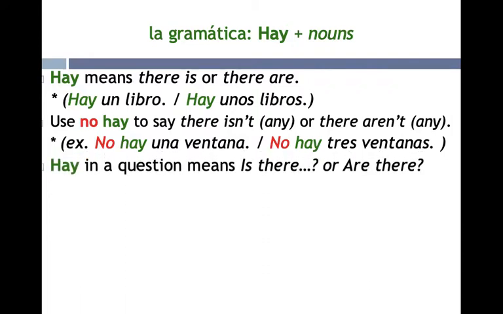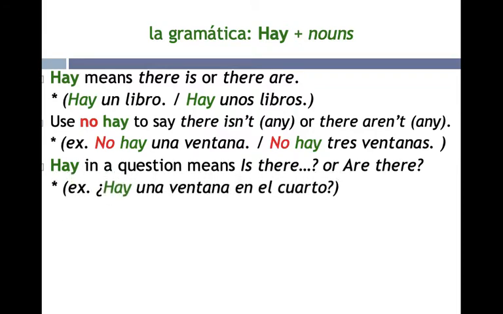Hay in a question means is there or are there. Por ejemplo, ¿hay una ventana en el cuarto? Is there a window in the room? If you were doing plurals, ¿hay tres ventanas en el cuarto? Are there three windows in the room?